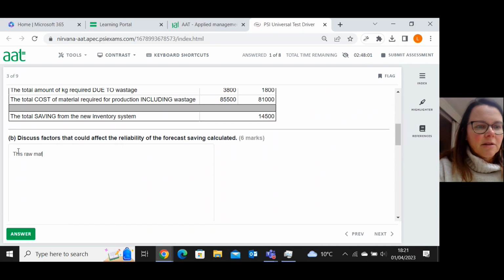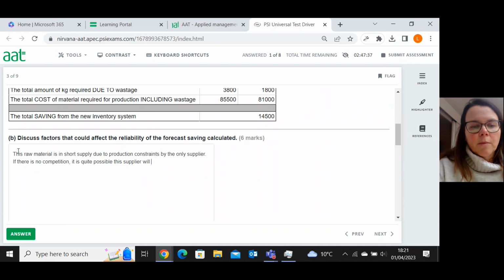I went for this raw material is in short supply due to production constraints by the only supplier. If there is no competition, it is quite possible this supplier will unexpectedly increase their price per kilogram. So that would be my first point. So I'm looking for 3 for the 6 marks.